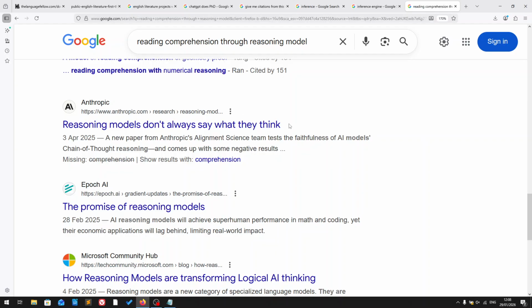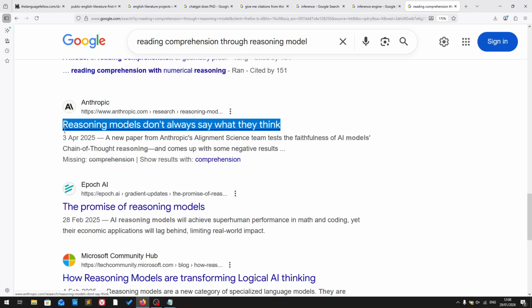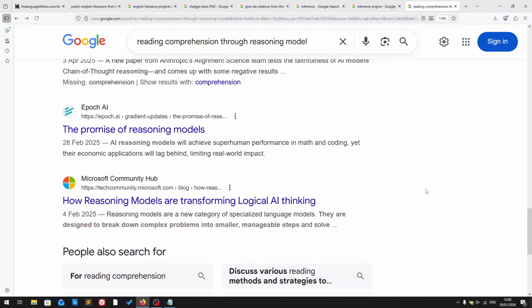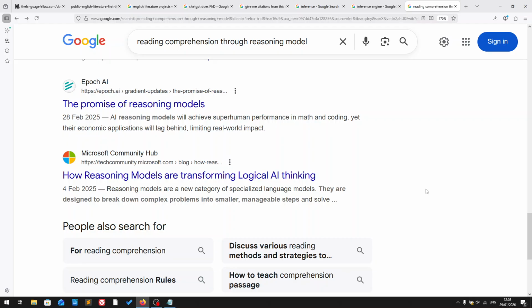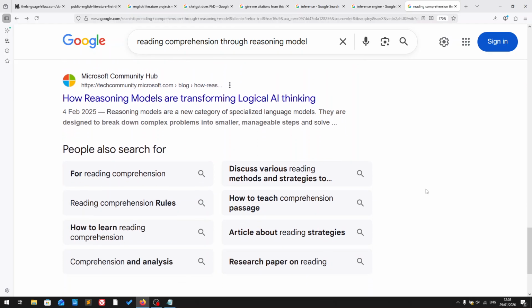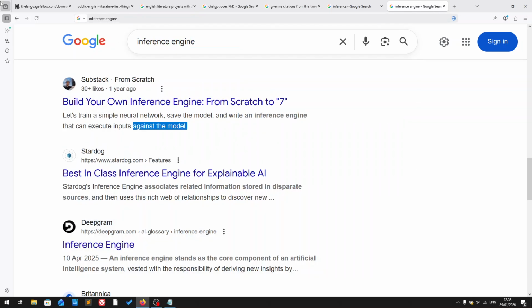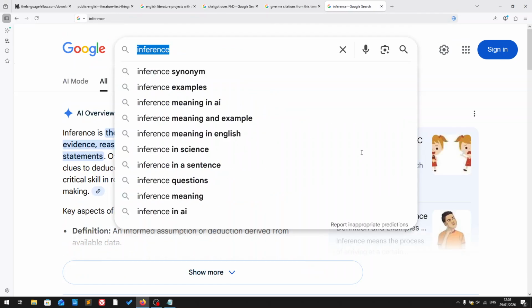See, this is from an AI company, and it would be useful to read this. Okay, so promise of reasoning models, and I would invite you to logical AI thinking. This is what we're looking at, and if you can come up with something, that should get you a job.